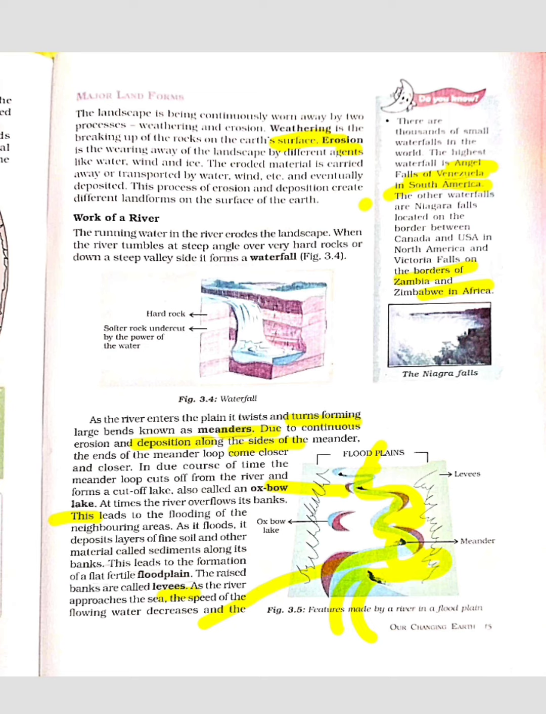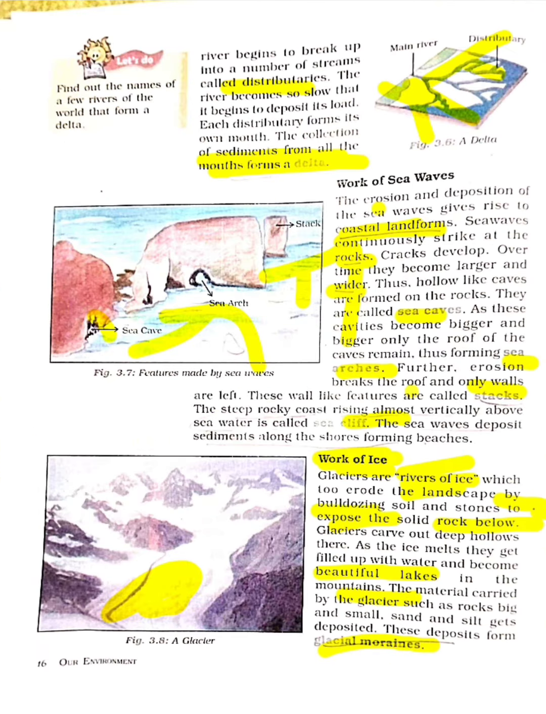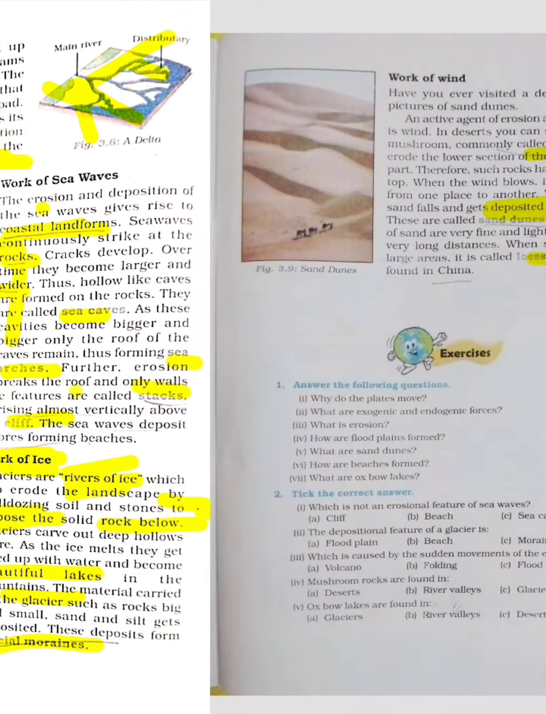These exogenetic forces are caused by rivers, which include waterfall and meander, and second, sea waves are also one. We studied earlier about waves, currents, and their types. They all have motion and intensity which cut the rock and make a structure. Third is ice, which forms glaciers and marine features. And the last one is the wind.